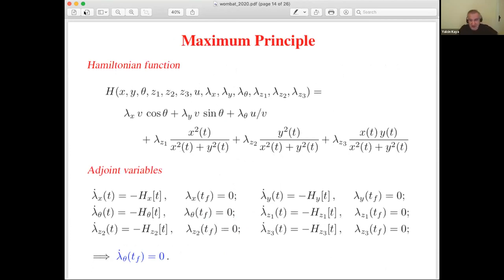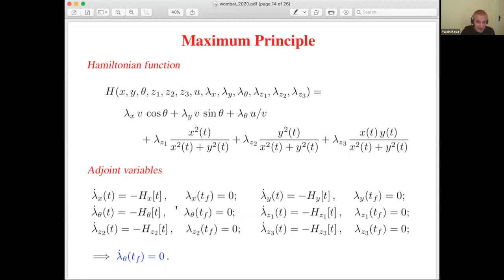In writing the maximum principle, I promise not to go into details. We write down the Hamiltonian function. We simply write down the right-hand side of the differential equations. We append them by means of these multipliers, lambda x, lambda y, and so on, which are referred to as the adjoint variables. And adjoint variables are defined in this way. They are the negative of the partial derivative of H with respect to the variable the adjoint variable is associated with.